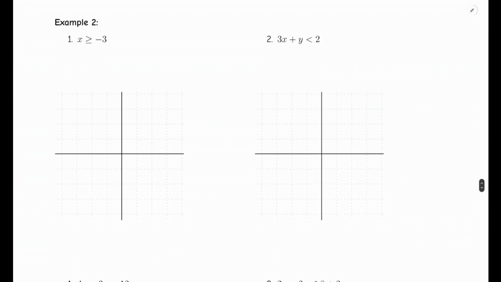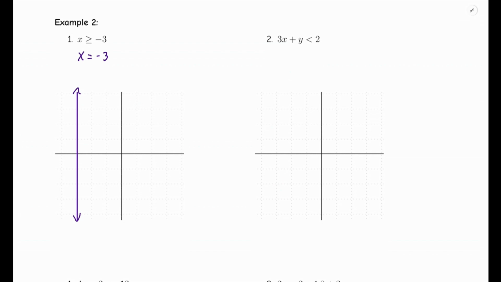x greater than or equal to -3. So the first thing we have to do is graph the line. Well, if I change this to x equals -3, that's the equation of a vertical line. So I'm going to get a vertical line here. And then it is solid because my inequality had an or equal to part.